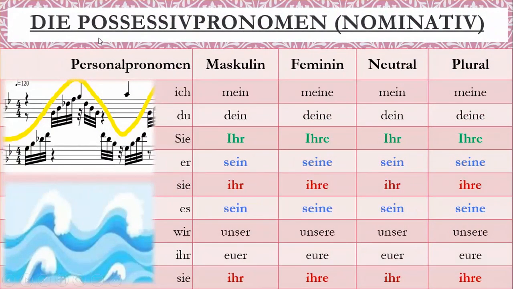We have now another compound noun. Possessive pronouns in German is possessive Pronomen. And we also have yet another compound noun. Personal pronouns, which are written as one noun, Personalpronomen.